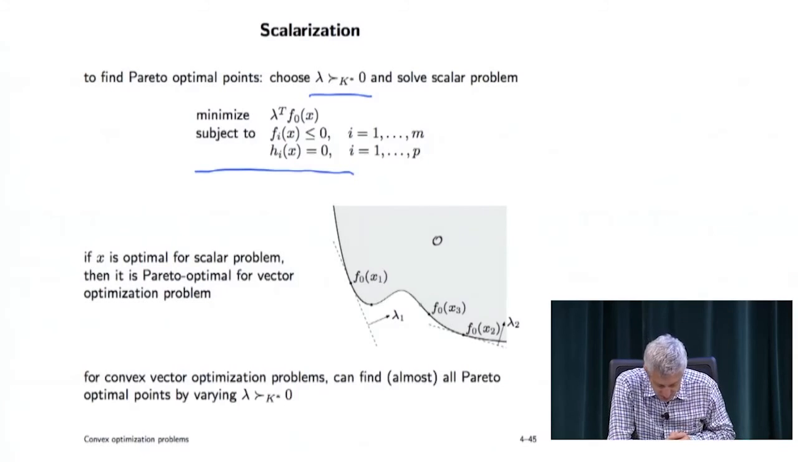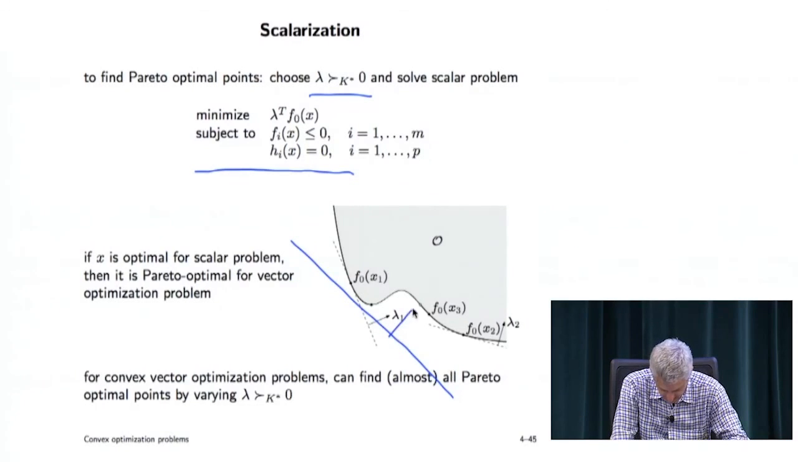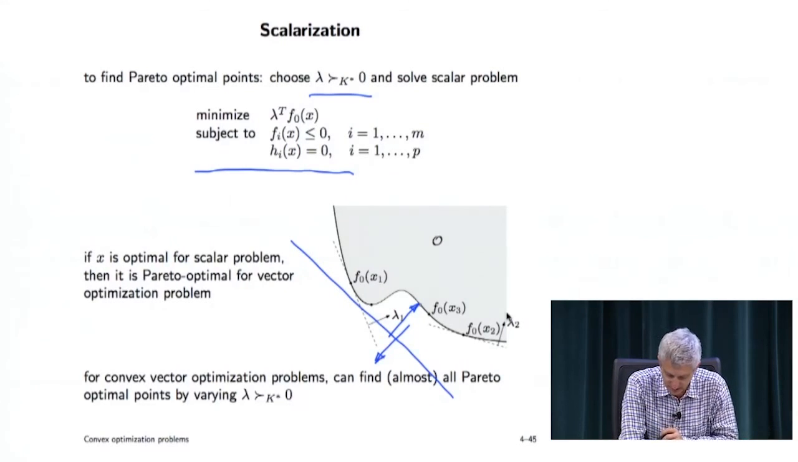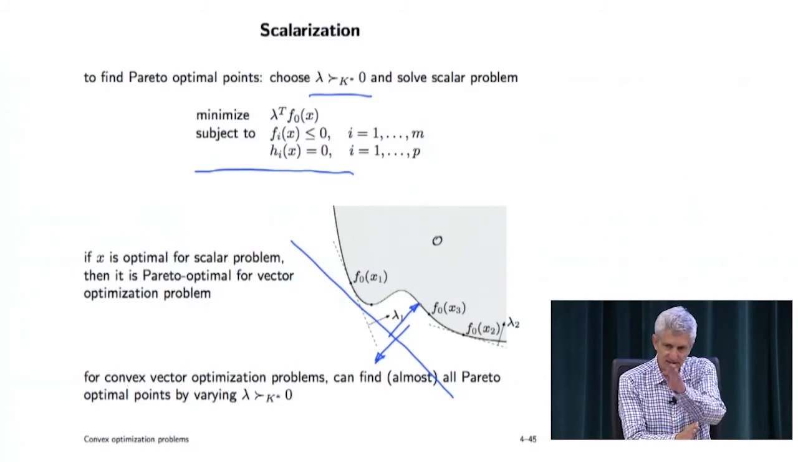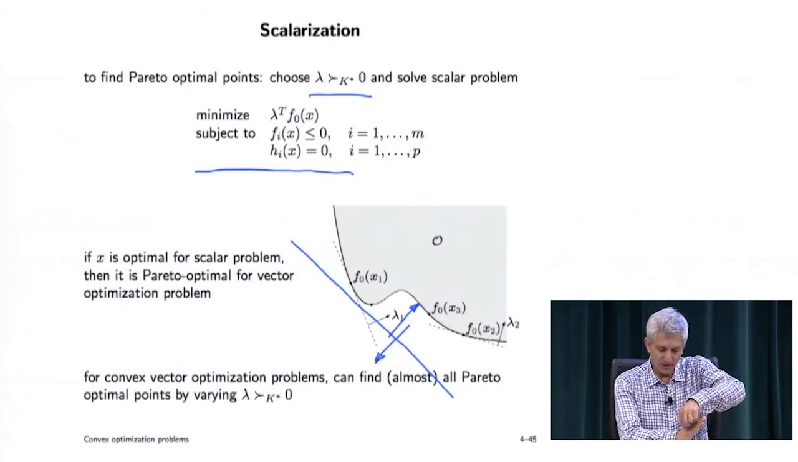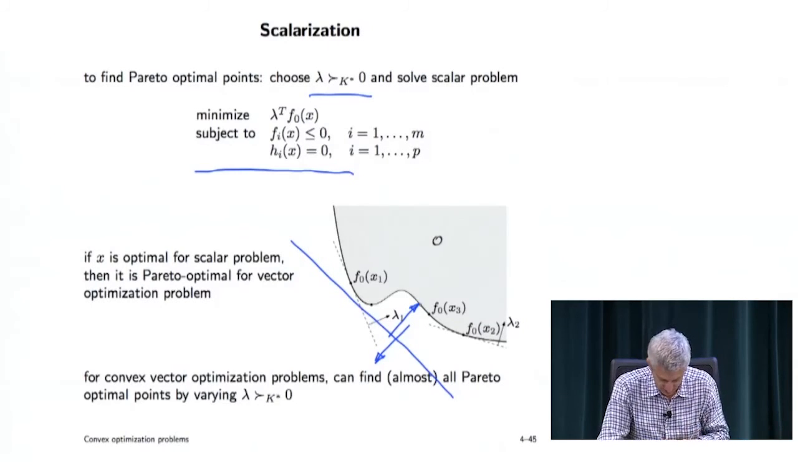And the meaning is really simple. If you take a value of lambda like this, that's the normal. And it says basically go as far as you can in the minus lambda direction while still being in O. And so what you're going to do is you're going to get the tangent there. And so lambda sets the slope. And then what you do is you find the point that is tangent to the set of achievable values.